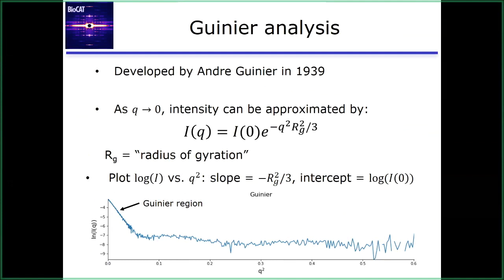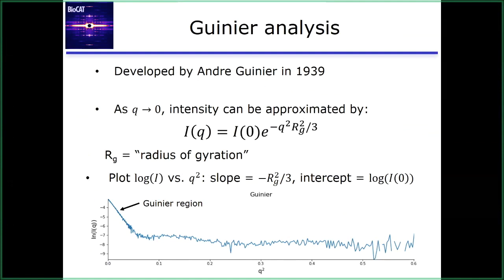Named after Guinier himself, this analysis is actually relatively straightforward in concept. The idea is that for any scattering profile, if you look at low enough Q, if you let Q go towards 0, you can approximate the intensity of that scattering profile as I of Q equals the intensity at the 0 angle times an exponential decay in Q squared.